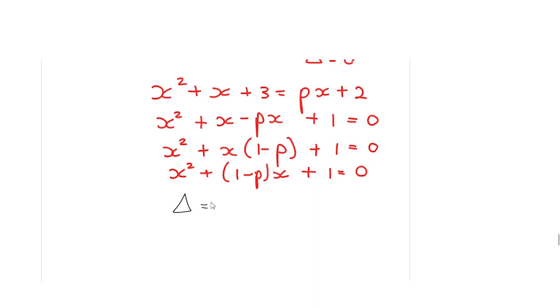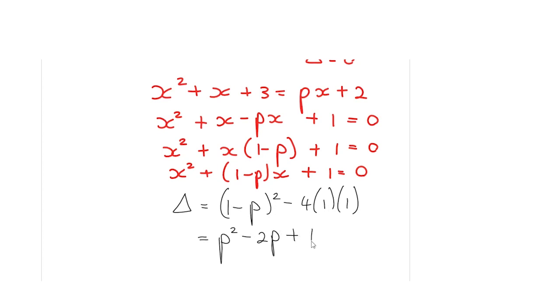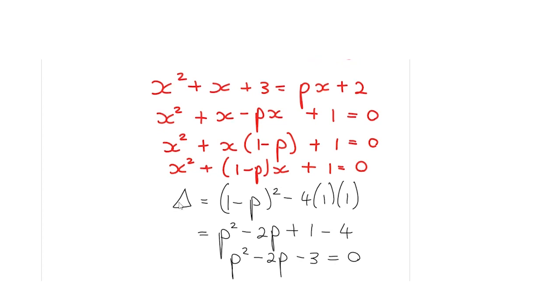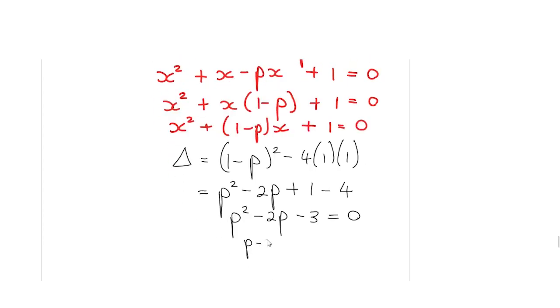Delta equals my b squared, my coefficient of x all squared, minus 4 lots of my a value times my c value. And what I get here is p squared minus 2p plus 1 minus 4. Right, and so in fact delta is actually p squared minus 2p minus 3. All right, and remember, I want delta to equal 0. So I'm now solving this quadratic equation. It factorizes very easily to p minus 3, p plus 1 equals 0. So p equals 3 or minus 1.